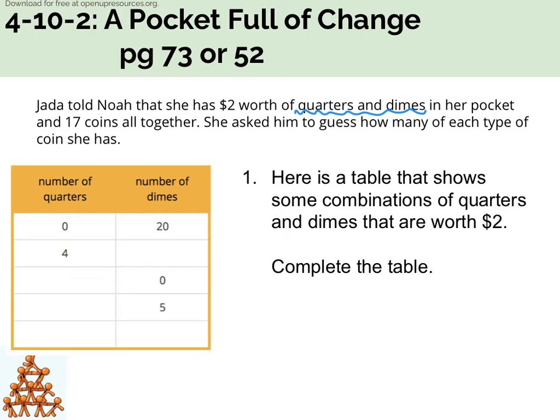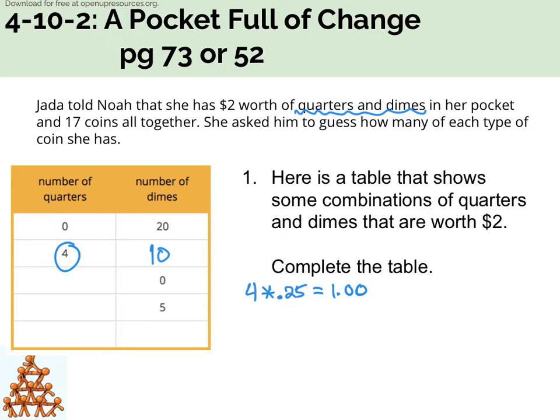All right, so let's look at the 4, and those are quarters. Remember, quarters are worth 25 cents, okay? So let's grab a calculator, do 0.25 times 4. How much is that? That is $1, right? And then I need $1 worth of dimes. And dimes are 10 cents. So how many of those do I need? I need 10.